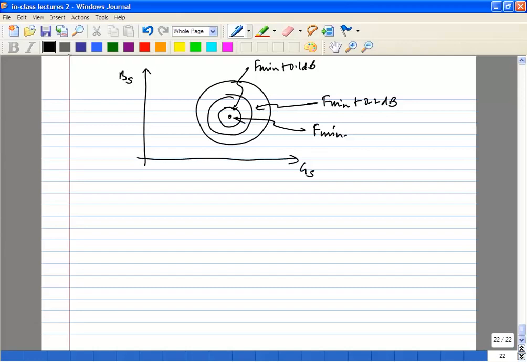Okay, so these are called noise circles. So you may not be able to match exactly to F min, because what you'll notice in general is the condition for noise match is not the same as condition for power match. Okay, so there is definitely a trade-off between the two. Is that clear? Because the condition for power transfer is very simple. You just want to make GS equals Gn, right? And Bs equals minus Bn. So that's the condition for maximum power transfer. Whereas this condition is actually slightly different.